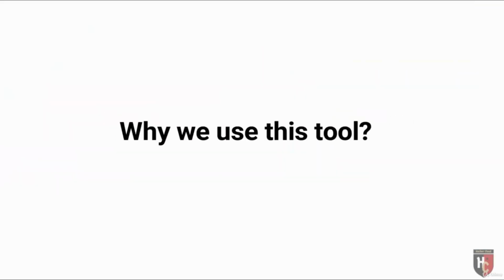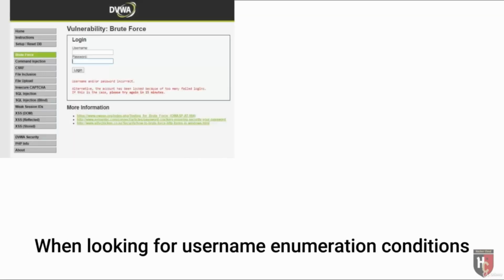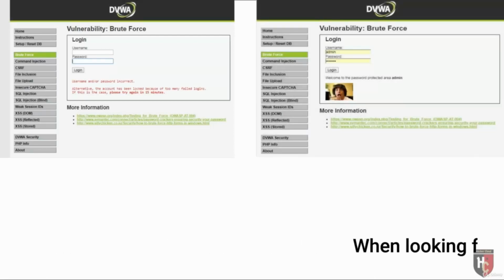Now, we know that the Comparer tool is used for comparing two responses. But the question arises: why do we use this tool? Here I am discussing 4 uses. Let's assume that when looking for username enumeration conditions, you can compare responses to failed logins using valid and invalid usernames, looking for subtle differences in responses.